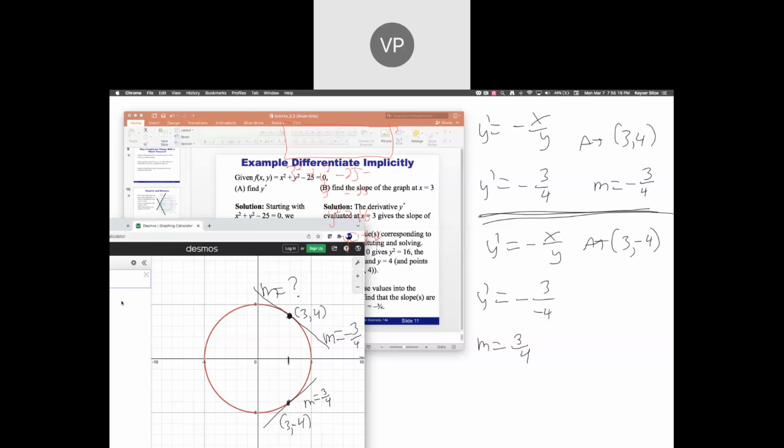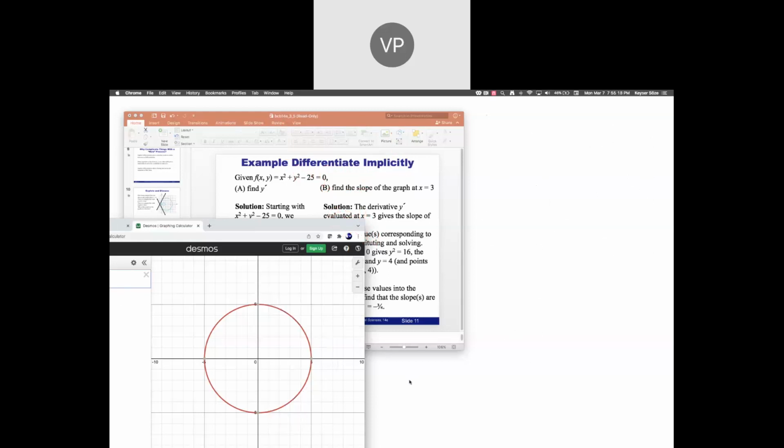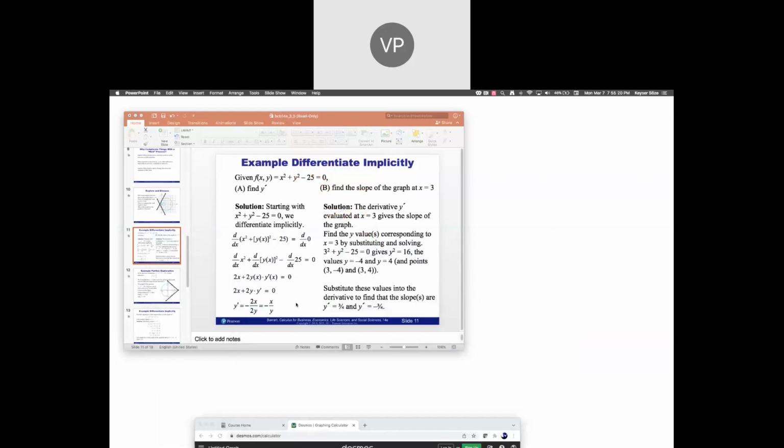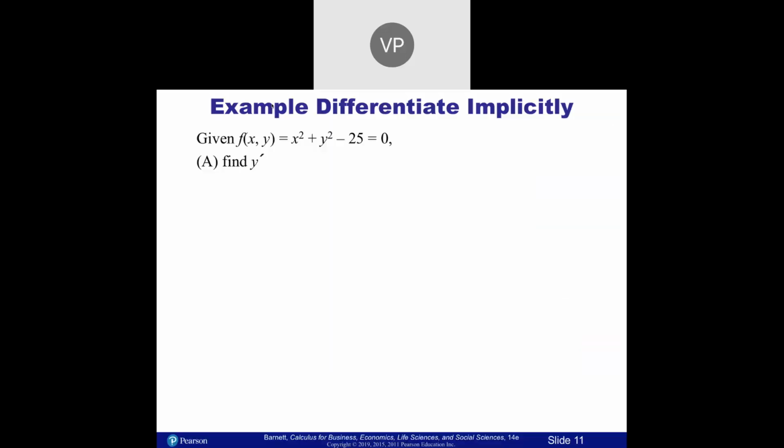Okay, so that's the difference here, is you're going to get y's in the answers of the derivative when you're trying to find the slope. You're going to have to plug in an x and a y because you have to be specific of at which point. It's no longer good enough to say at this x value.